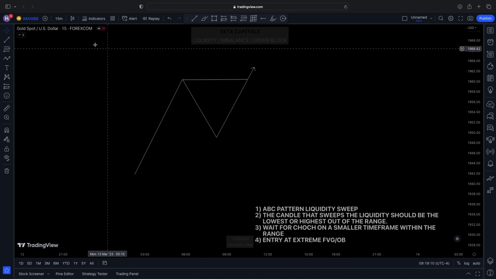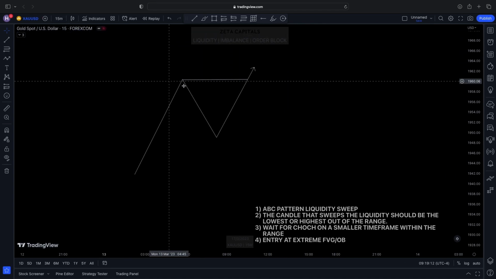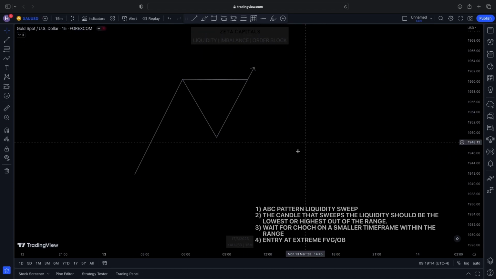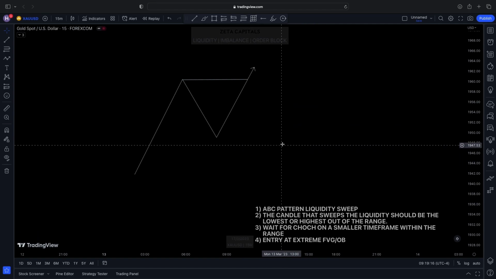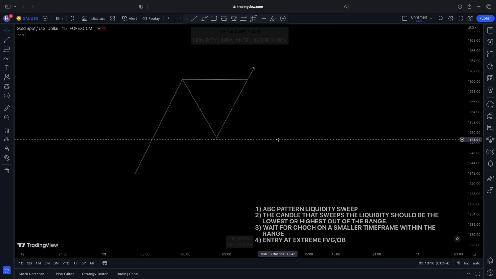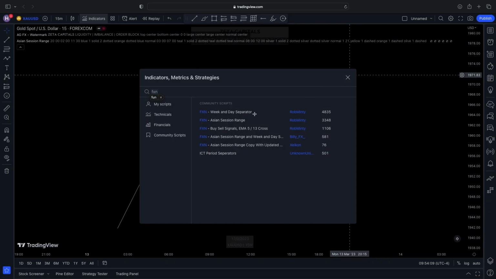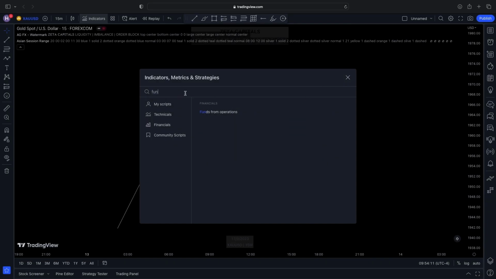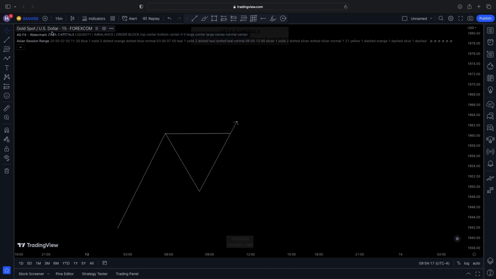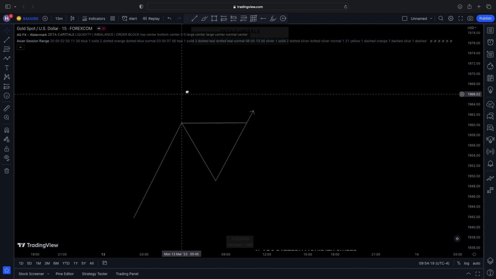On a 15-minute time frame during London or New York session. If you guys don't know how to spot a session or what session is actually going on, you can use an indicator. Open the indicator section and then type the FX and Asian range, and then you just need to put this on. It's going to just show you at what specific times a session is going to start.